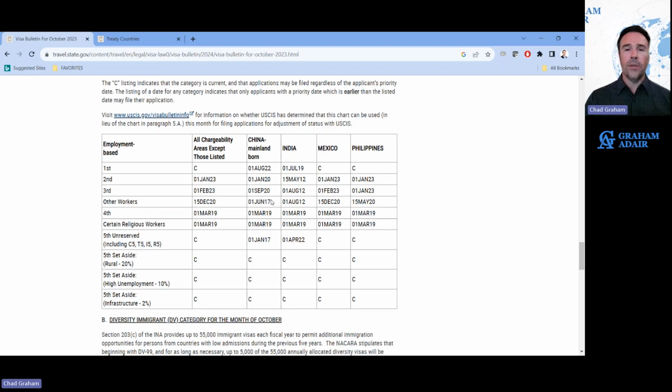The only way you could do that is you would have to start over, file a new perm labor certification and a new I-140, which is expensive and time consuming. So again, my advice is always to apply for the highest preference category that's available to you.